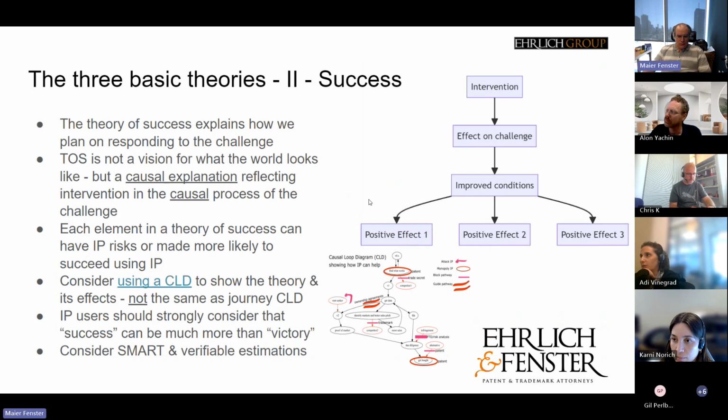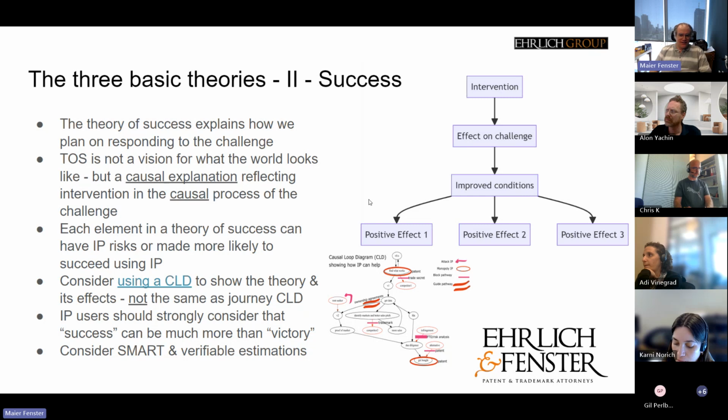Now, this theory of success he actually wrote about in a paper a decade ago. And you see a lot of people in the military talking about theory of victory. And I want to remind you that in IP, winning is nice, but success is even nicer. Okay, because when you have success and other people enjoying it, the entire world gets better. When you just have victory, you win.